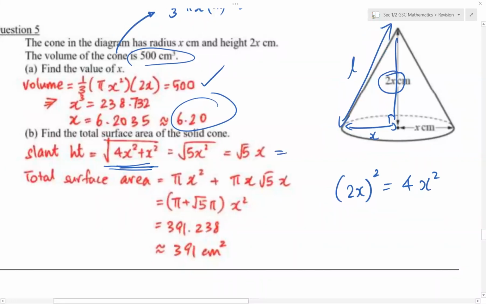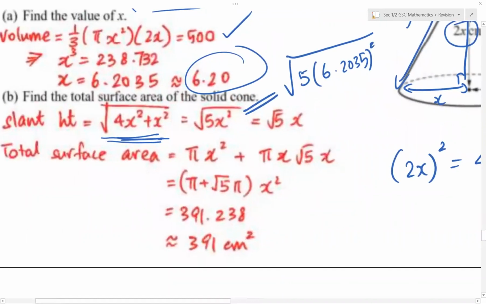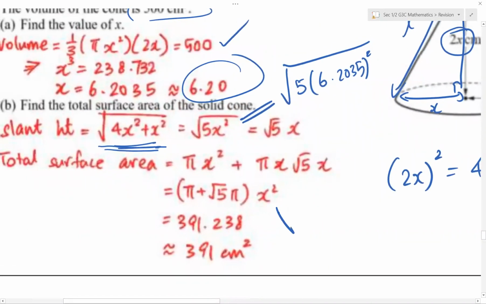You can evaluate at this point over here if you like. So this will be square root 5 times of x squared, 6.2035 squared. You can. But when I was doing this a few years ago, I left everything in terms of x so that I only substitute one time in the last step. It's just a practice of algebra also. And my answer is quite exact because I only substitute in the last part. But if you're not confident, you can substitute at the start already.